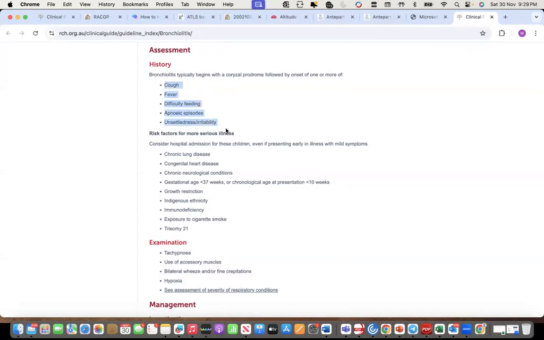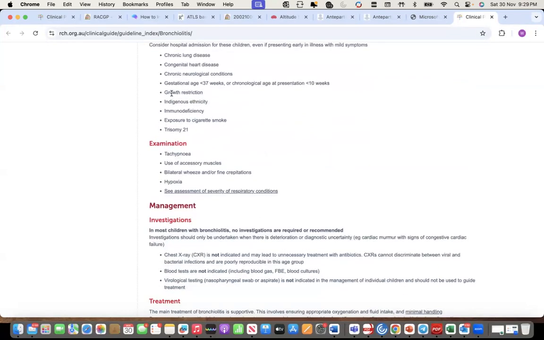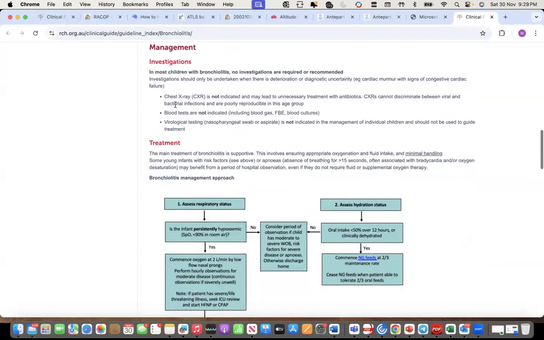So this is all the patient can come with. They can come with fever, as I said, and that can meet the criteria for even doing a blood culture sometimes or a chest X-ray. But this question didn't show anything about fever. And this is the management here.